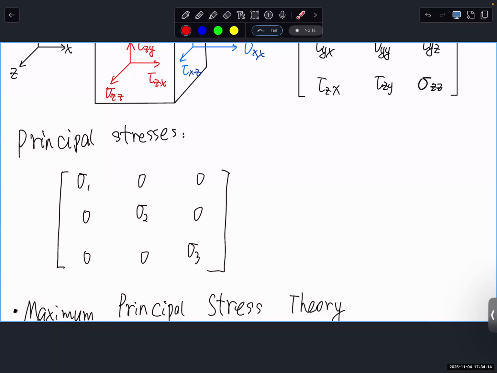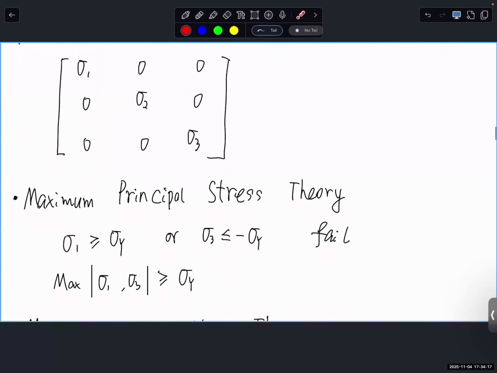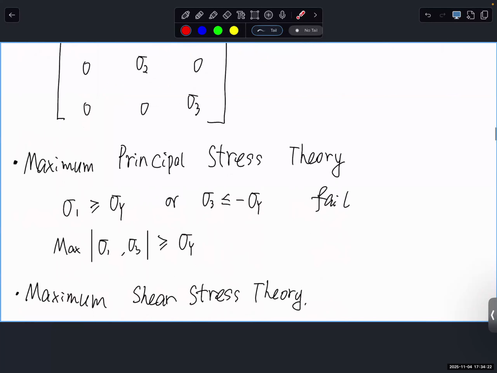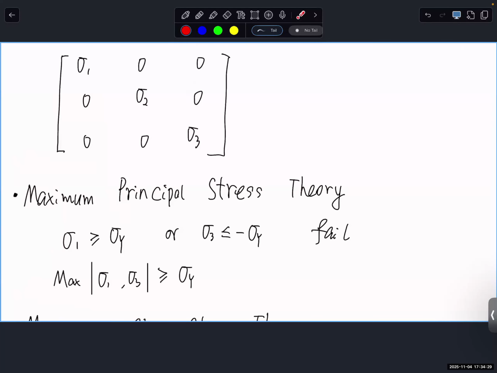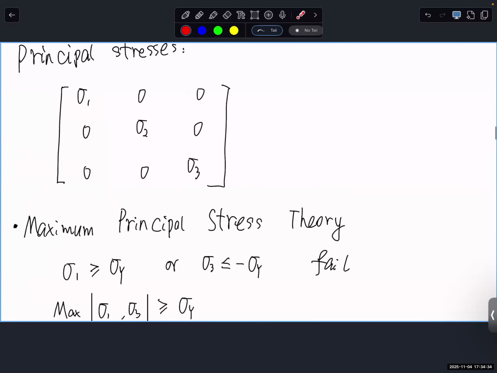So now it comes to failure theory. It depends on what material you use. If it is a brittle material, it fails because of principal stress, so we have the maximum principal stress theory. Back to the screenshot from the paper: what is the third principal stress? Actually, that paper has a mistake. They should not compare the third principal stress. The engineering convention is that the maximum is always sigma 1, then the second is sigma 2, and the minimum is sigma 3.